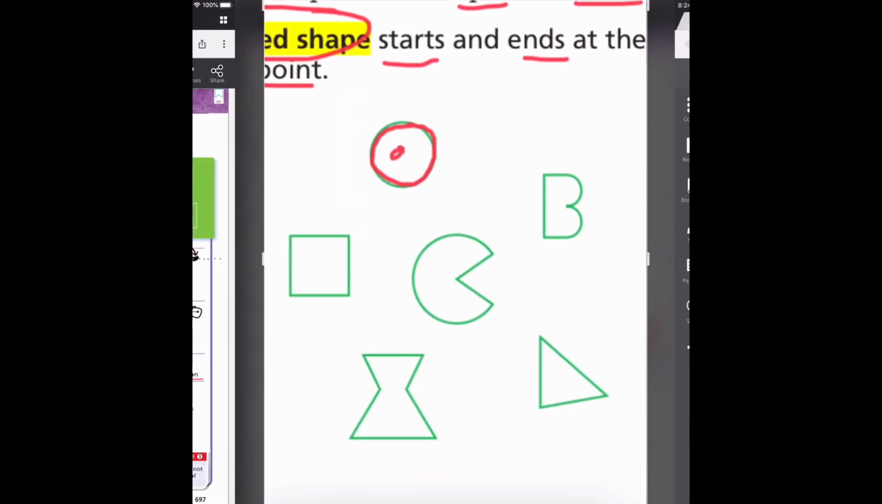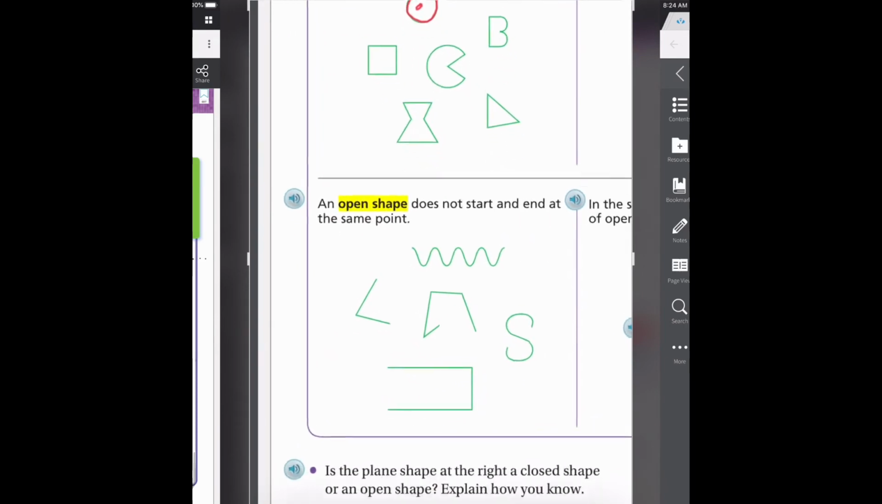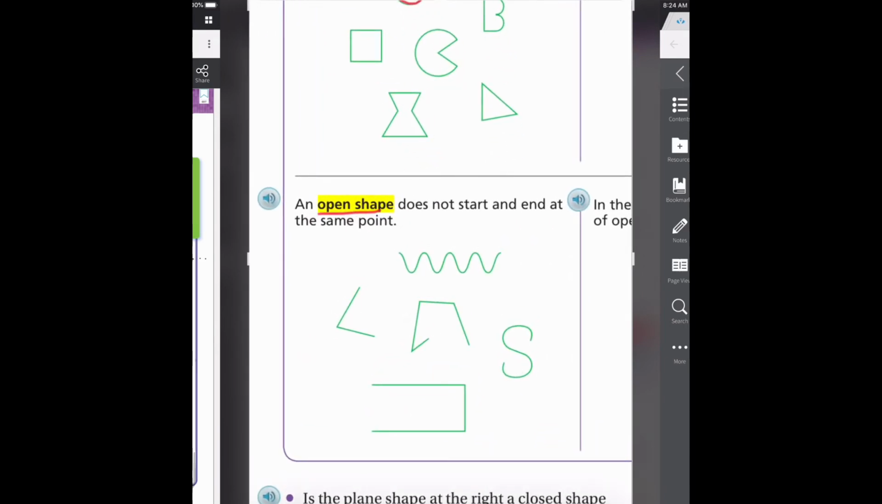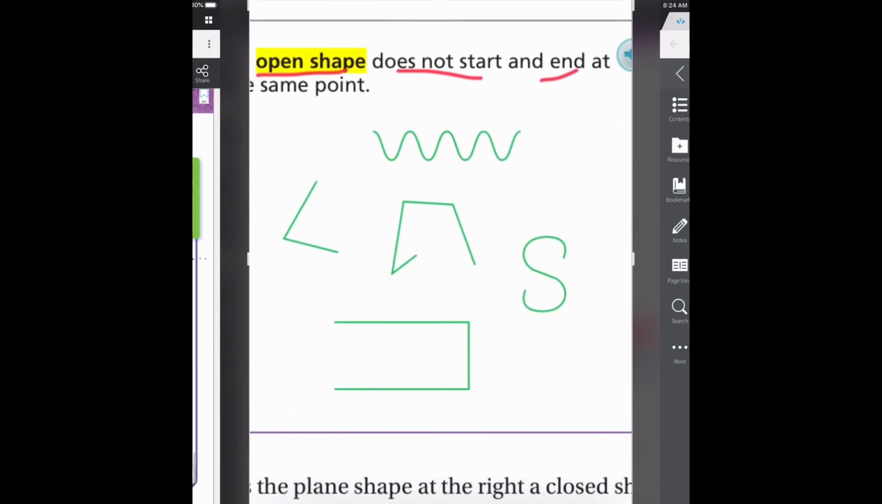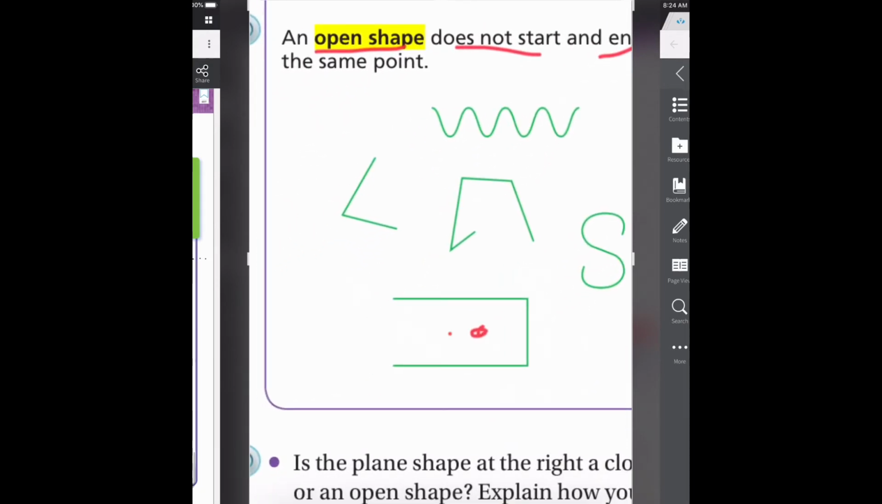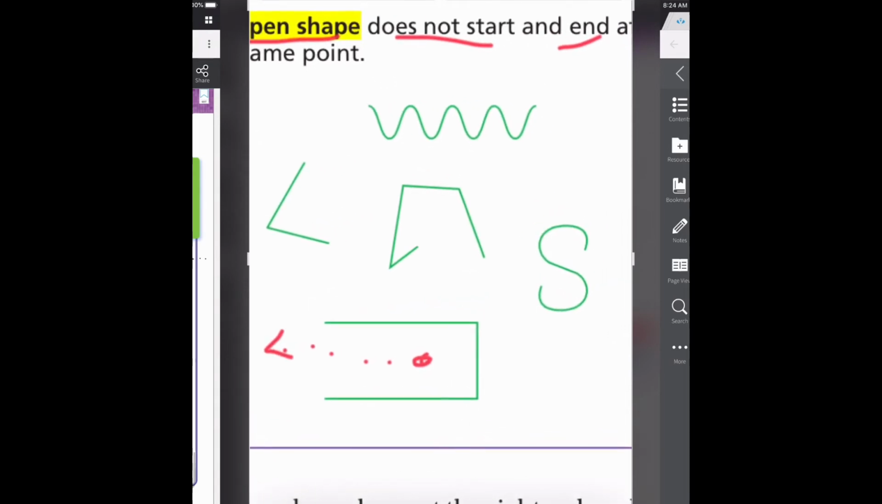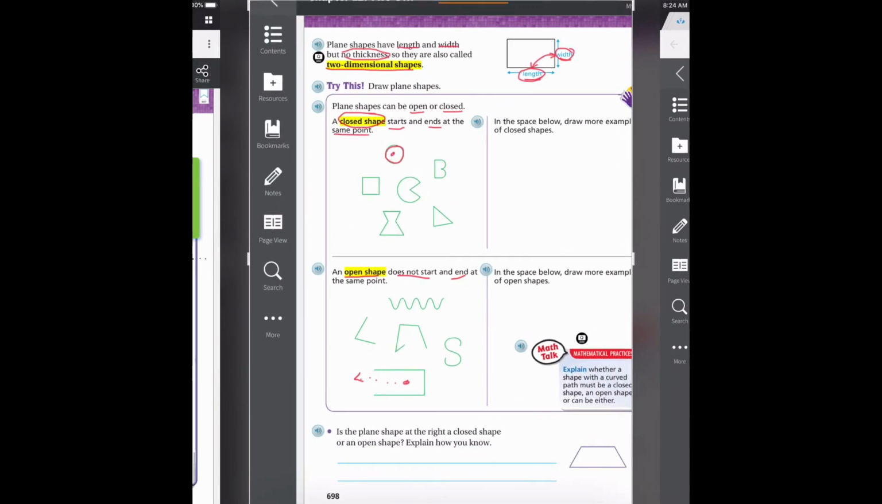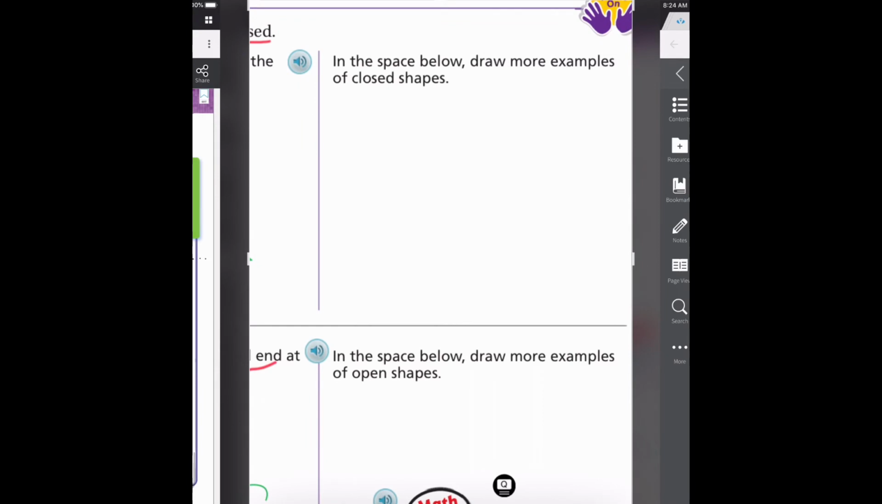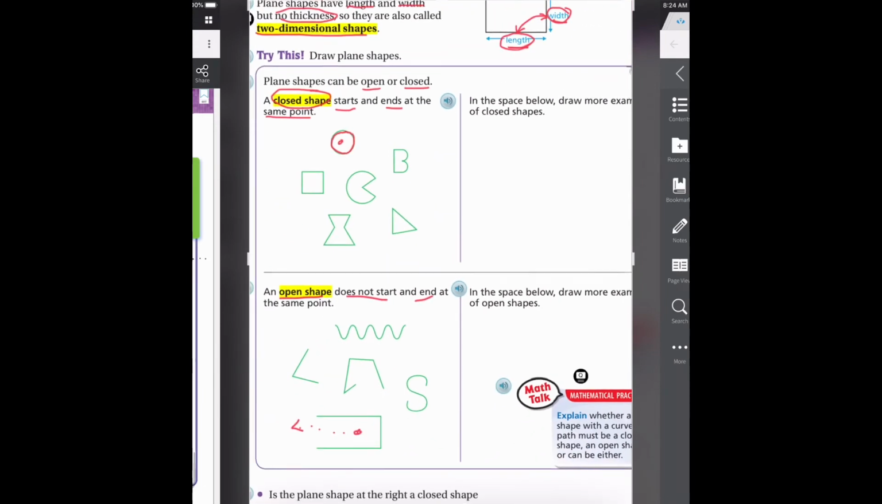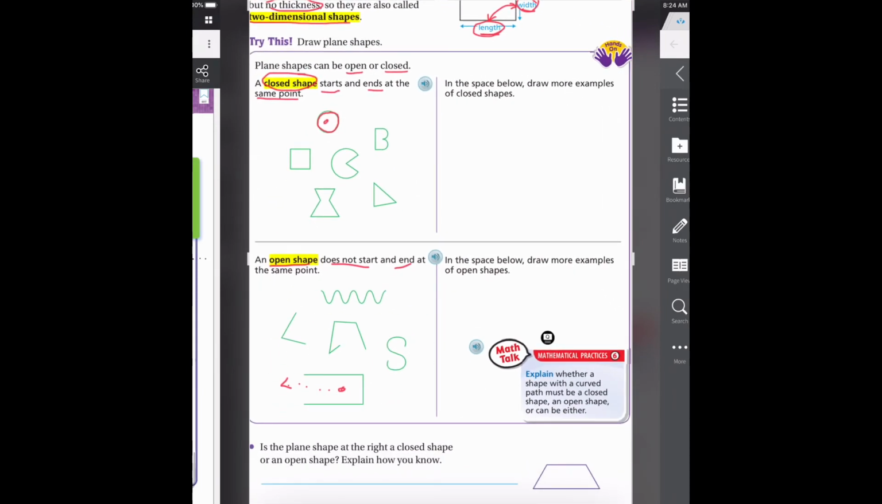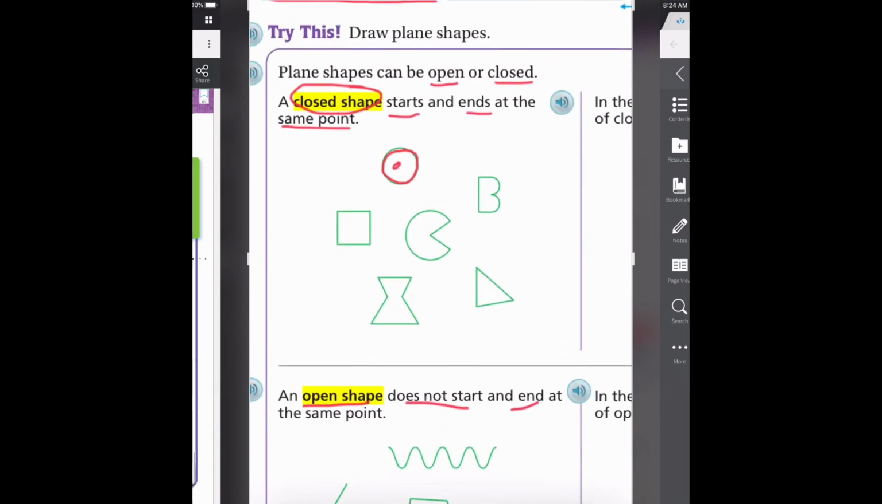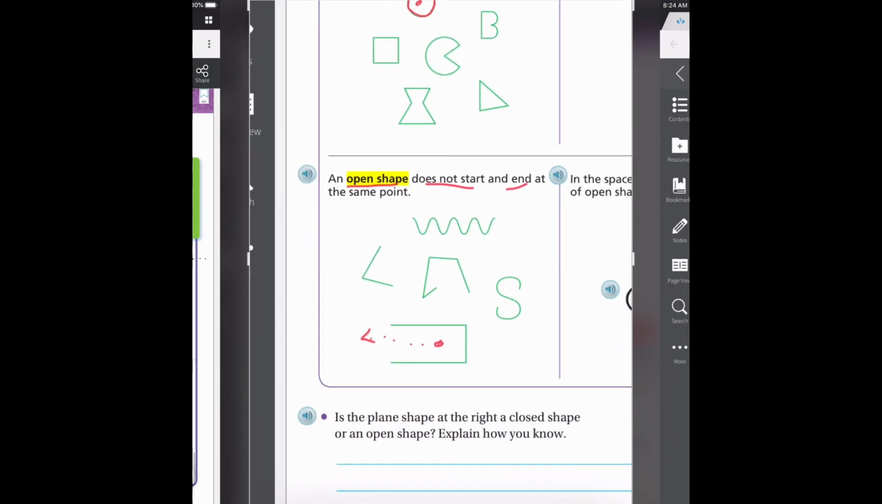Okay? And so that means, let's take a look at open shapes. An open shape does not start and end at the same point. So if you put an animal in here, well, it would just go out this way, right? And escape. And it could do the same in any of those others. So those are open. They're not closed in. Those are pretty straightforward. In the space below, draw more examples of closed shapes, and I'll let you do that on your own, but these are all wonderful examples of closed shapes and open shapes.